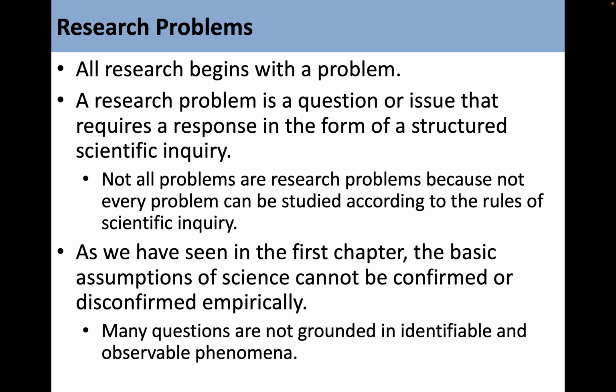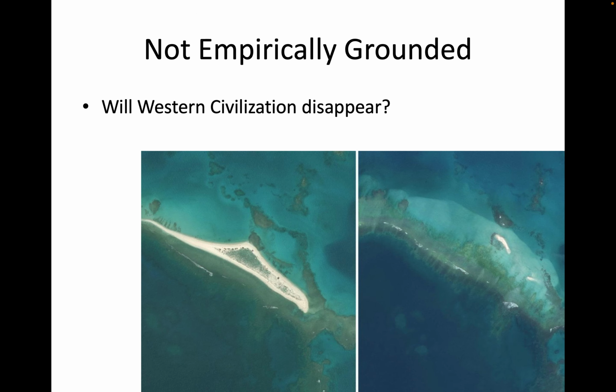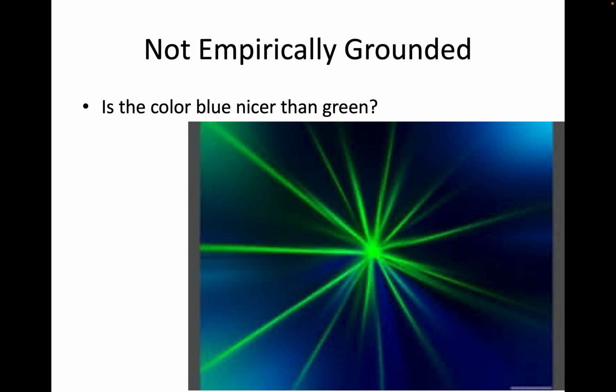Many questions are not grounded in identifiable and observable phenomena, and this is one of the things that you need to remember. One of the things I'm asking you to do is to come up with a research proposal, but just because a problem exists doesn't mean that we can study it. Not empirically grounded: will Western civilization disappear? That's not something that we could speculate about, but we certainly cannot perform an experiment with it.